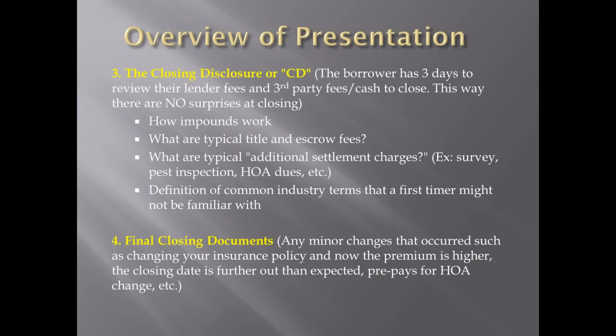We're also going to be going over how impounds work. What are impounds? We're going to be going over what are the typical title and escrow fees, what can be considered high and what can be considered low costs. We're also going to be going over what are the typical additional settlement charges. What's a survey, pest inspection, HOA dues. We're also going to be going over the final closing documents.